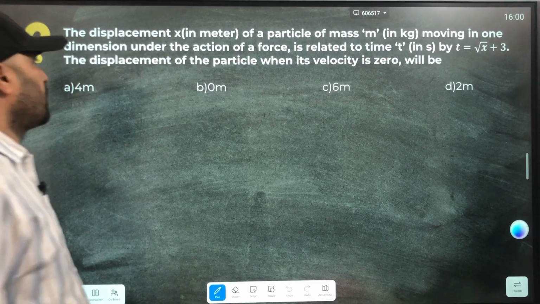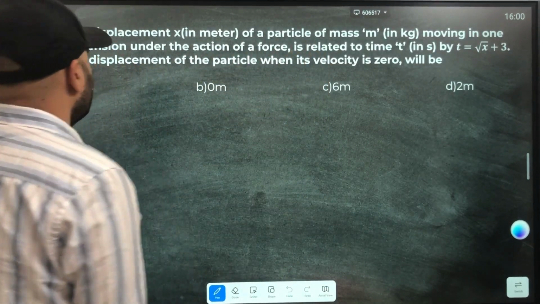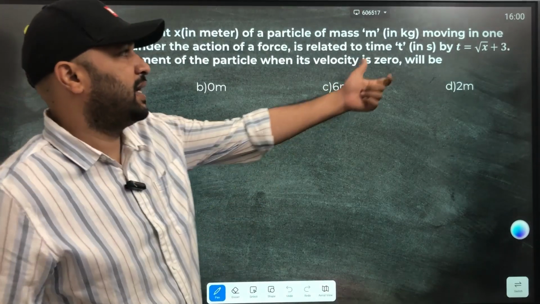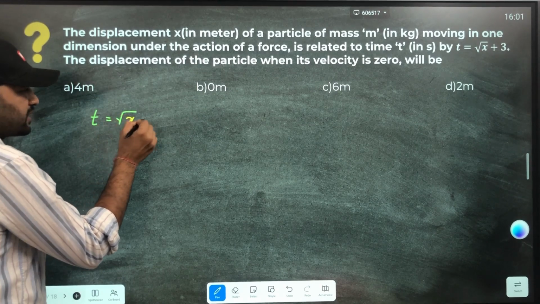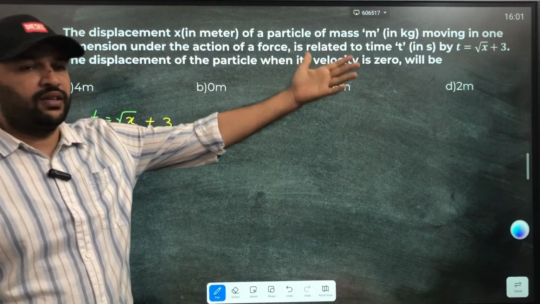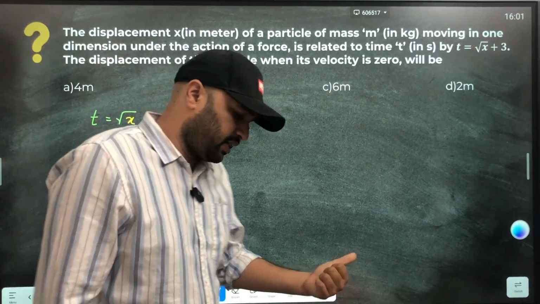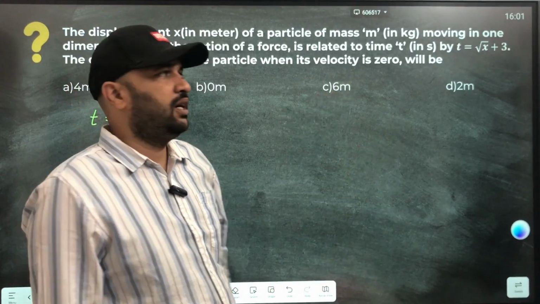Great, we have another problem. It says the displacement x of a particle of mass m moving in one dimension under the action of a force is related by t equals root under x plus 3. The question asks for the displacement of the particle when its velocity is 0. So first we have to find the velocity, put it equal to 0, find the value of time, put it back here, and that will be our result.